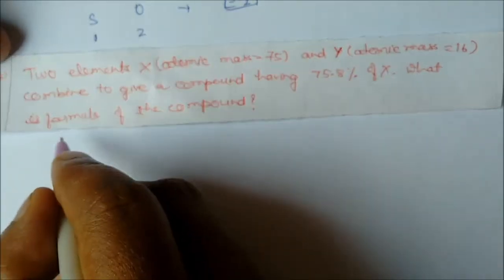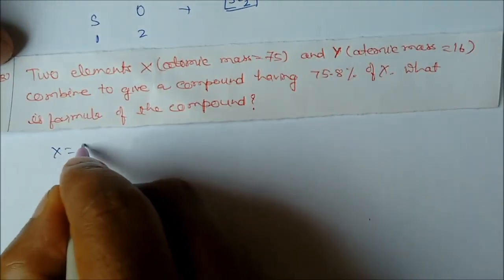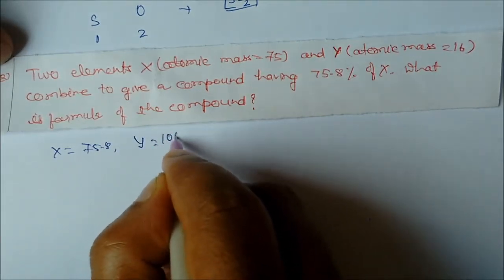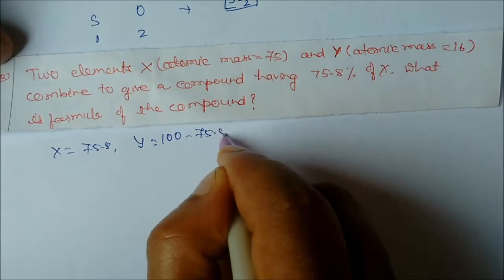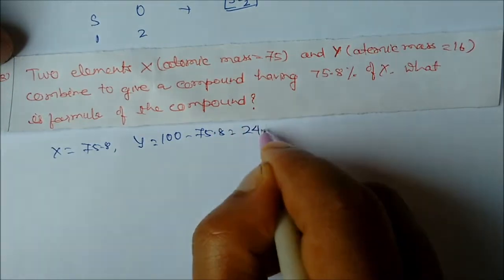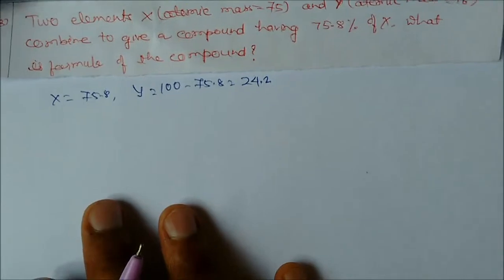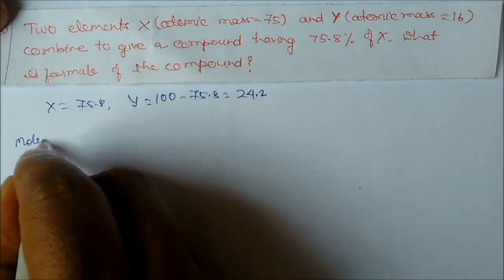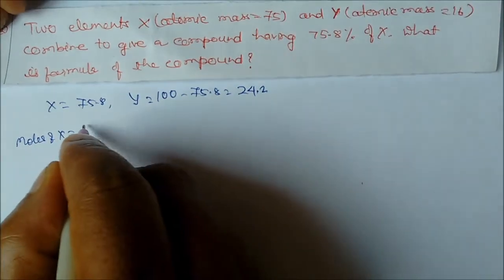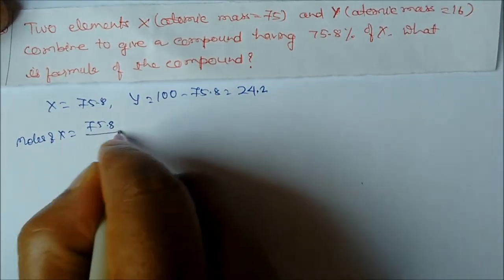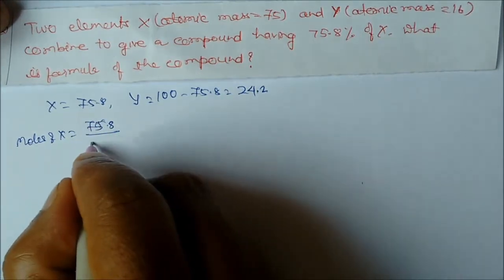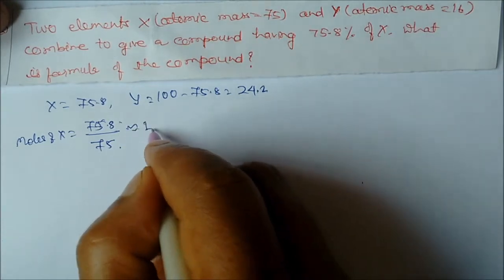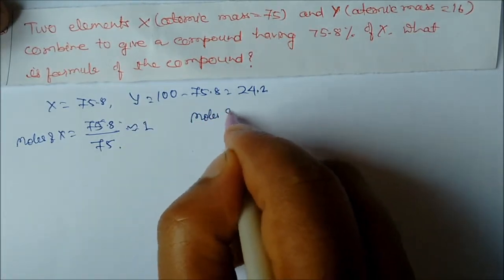See here, X is 75.8%, and Y will be 100 minus 75.8, which comes to about 24.2%. So again, moles of X will be 75.8 divided by the molar mass 75, that is weight by molar mass. So this is coming to 1.